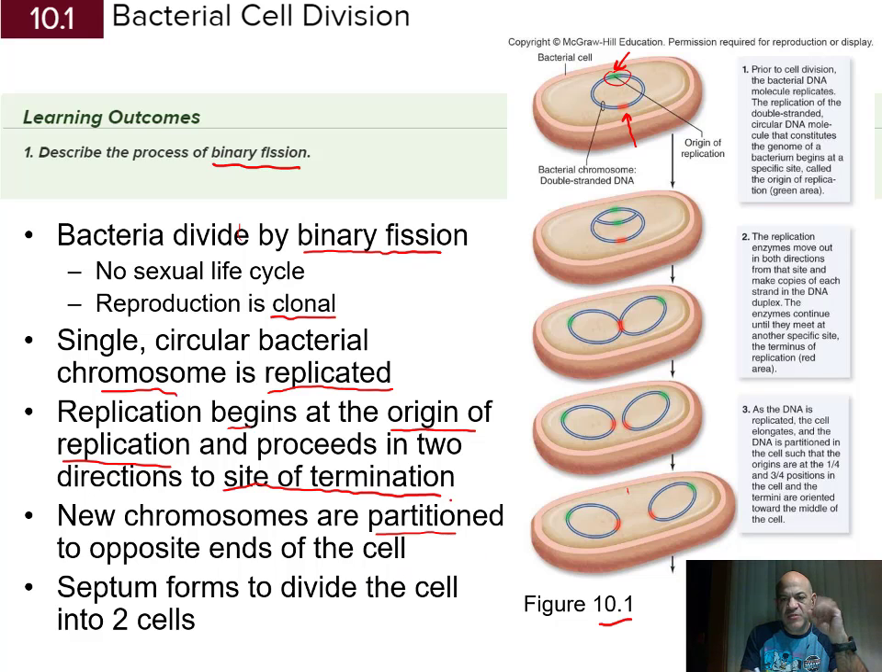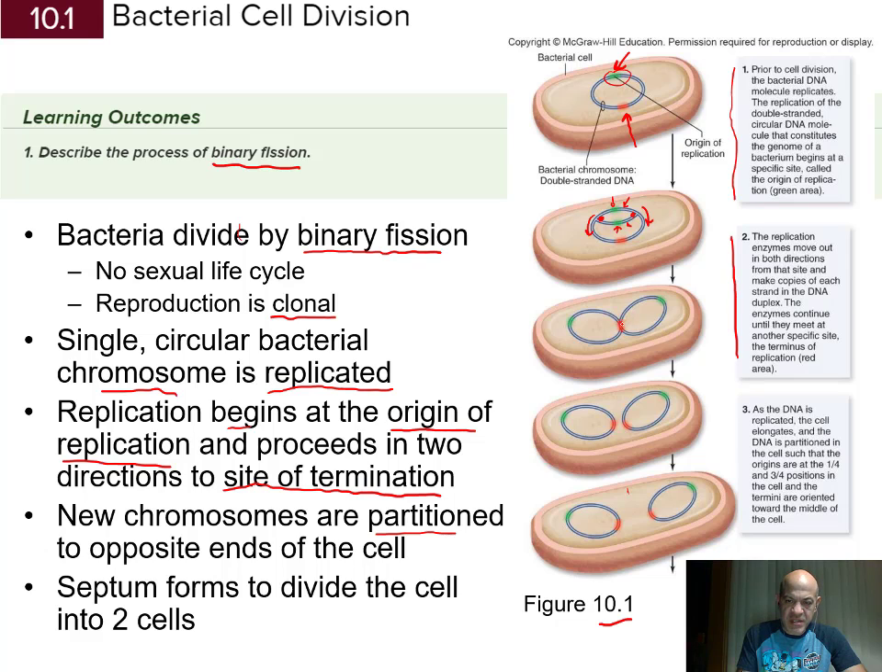So we'll see this process here in this diagram. These diagrams are nice because they have these boxes that describe the process. So I'm just going to go ahead and walk you through it with the images here. Here you can see the green part is the origin, and you have your two new copies being made, and the enzymes that are doing the replication are moving in opposite directions there.